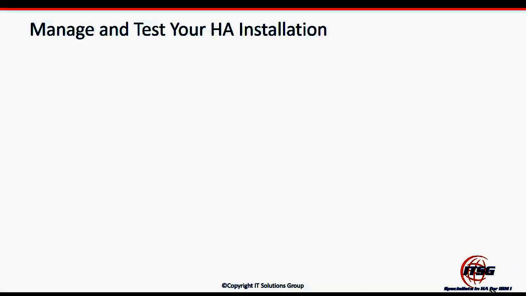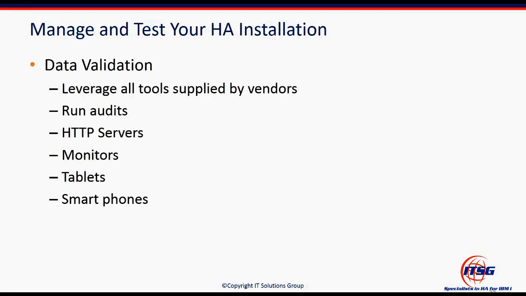Now that you've implemented, you need to manage and test your HA environment. So you always need to do data validation. Leverage all the tools provided by the vendors, whatever they might be. Run your audits. They have HTTP servers. Make sure the servers are up and running. Monitors, tablets, and smartphones are now monitoring high availability situations. So there are many ways to analyze and audit your high availability implementation.